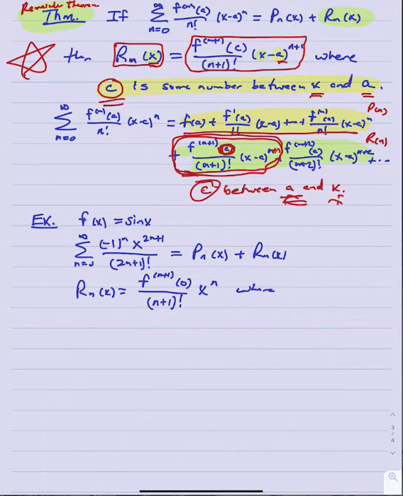Where c is some number between, okay, what does it say? It says c should be a number between a and x, where a is the center of your series and x is the x value you're evaluating this function at. Well, x is just x, but the center of this series is 0 since we're doing a Maclaurin series. All right, again, am I usually going to actually be able to determine that c value? The answer is no. But as you'll see in a minute with how we're going to use these things, we don't really need to know the c.